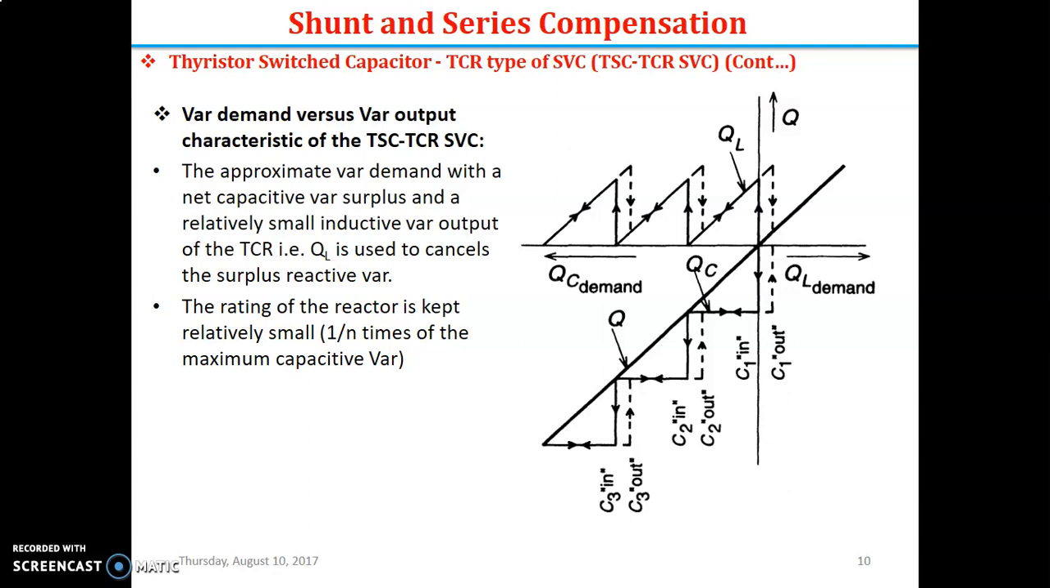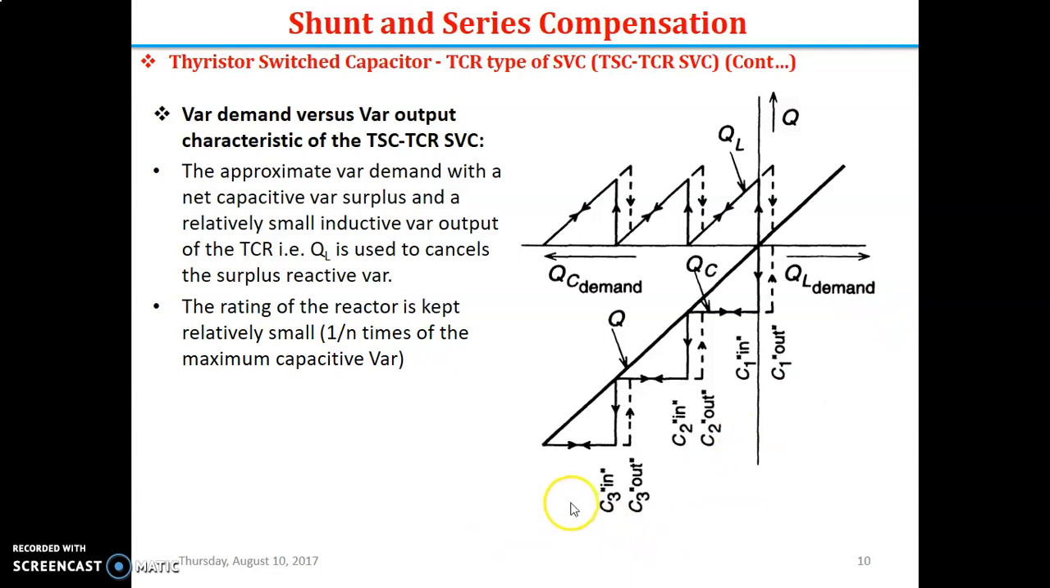So when only TCR is switched here, you will get this much of reactive power output. This is the dotted line which shows the delay in order to provide enough overlap between the switching in and switching out. So what we can conclude from this: to approximate the VAR demand with the net capacitive VAR surplus, the relatively small inductive VAR output of the TCR, that is QL, is used to cancel the surplus reactive VAR. Obviously it is a small amount of reactive VAR, so the rating of the reactor is kept relatively small, that is 1 by n times of the maximum capacitive VAR.